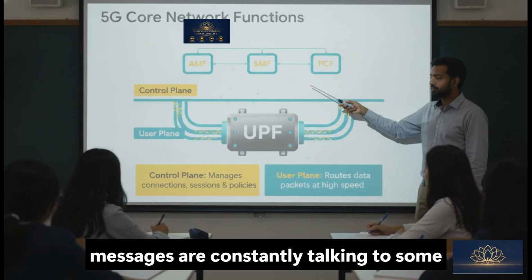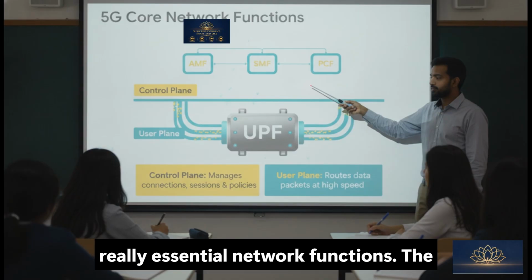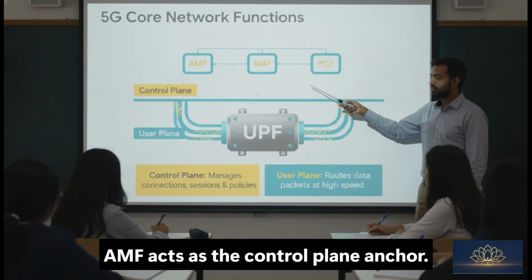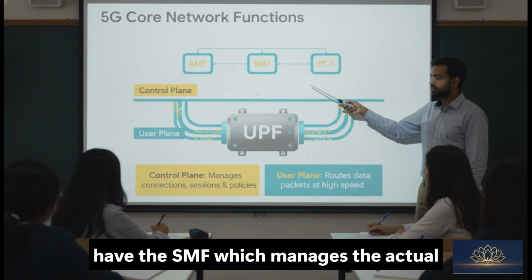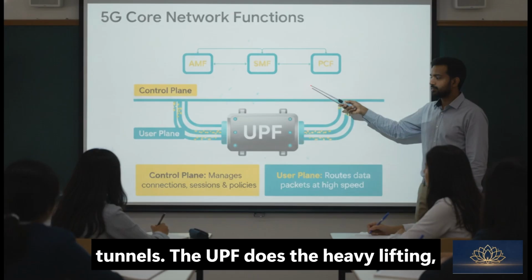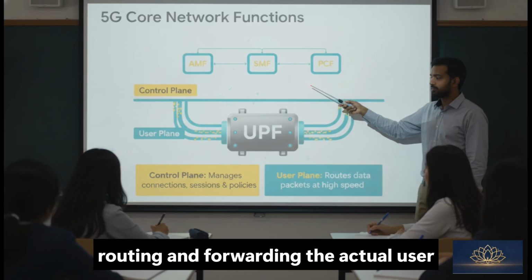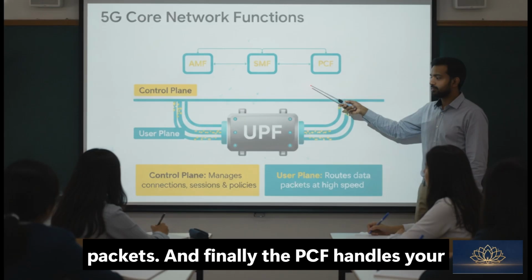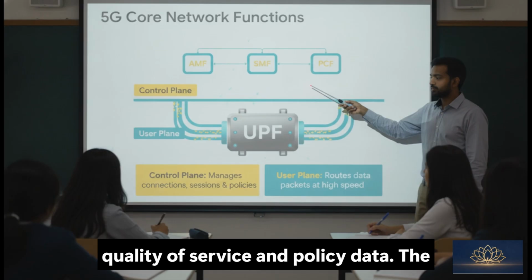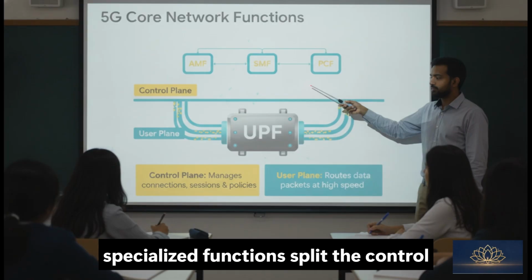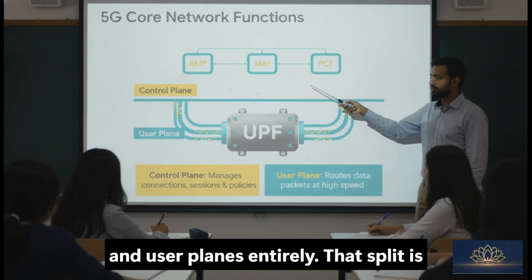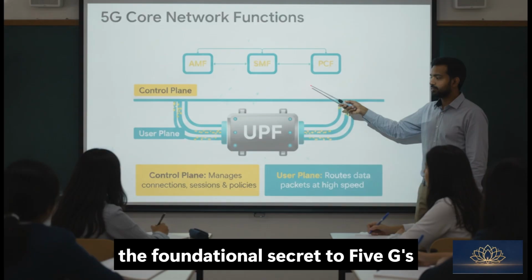Now, those NGAP messages are constantly talking to some really essential network functions. The AMF acts as the control plane anchor. It handles all the authentication. Then you have the SMF, which manages the actual session establishment and the data tunnels. The UPF does the heavy lifting, routing and forwarding the actual user packets. And finally, the PCF handles your quality of service and policy data. The huge takeaway here is that these specialized functions split the control and user planes entirely. That split is the foundational secret to 5G's incredible reliability and scale.